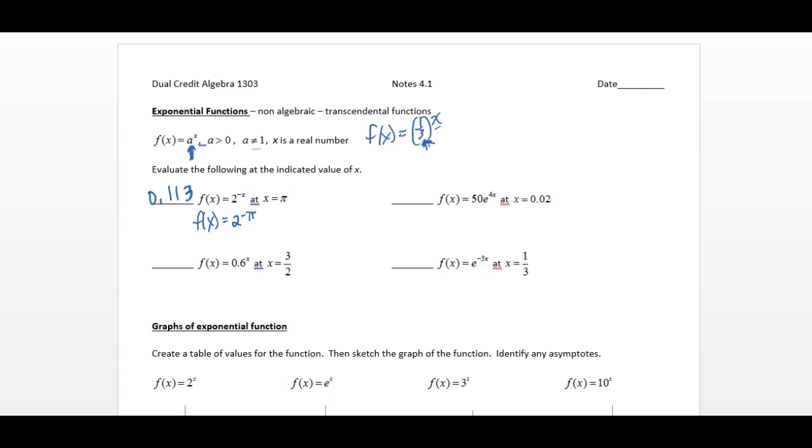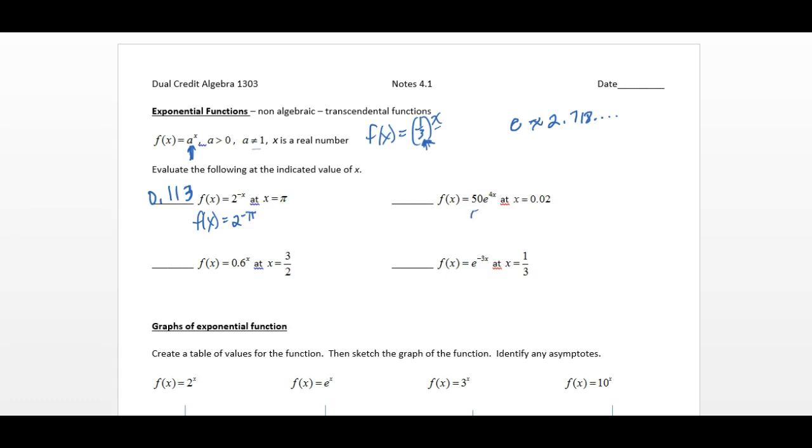Over here, the second one, f of x equals 50e to the 4x. You may or may not remember this from algebra, but e is an irrational number, and it's approximately 2.718, and it just keeps on going, kind of like pi. We use 3.14 for pi. e is another irrational number that we use often with exponents and logarithms, so you will be seeing that coming up. This problem has 50e raised to the 4x power.